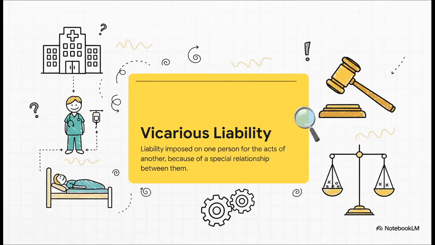So, what exactly is this legal doctrine? At its core, vicarious liability means that you, as an employer, can be held legally responsible for the wrongful acts of an employee. And it all hinges on that special relationship, the employer-employee relationship itself. It's not about your fault, it's about your responsibility.